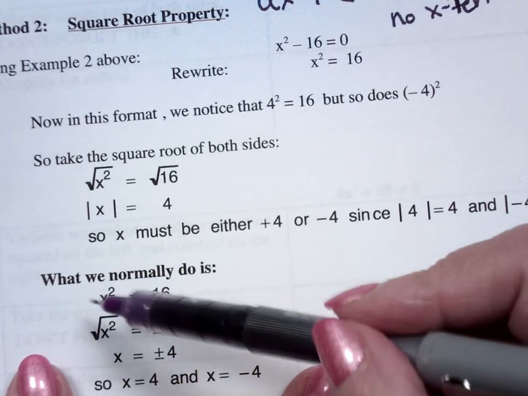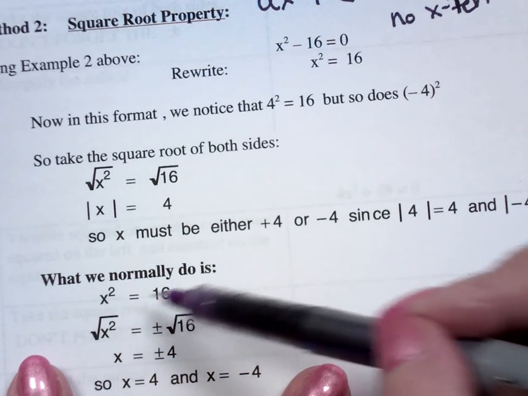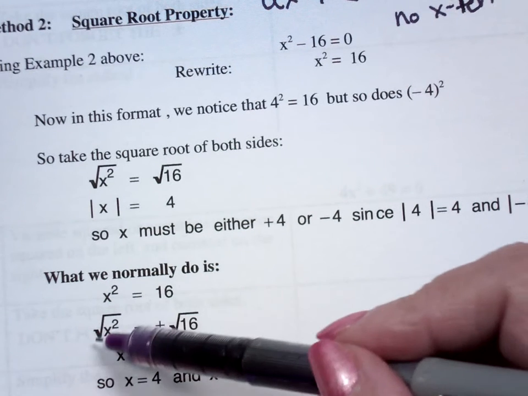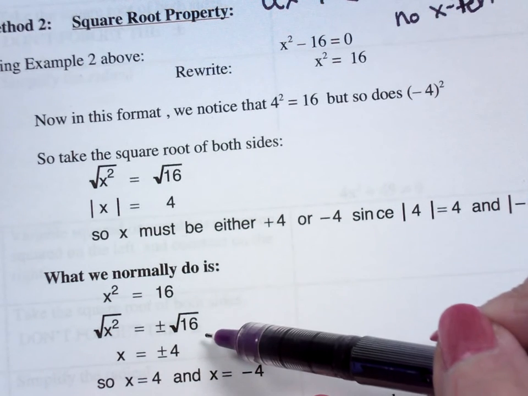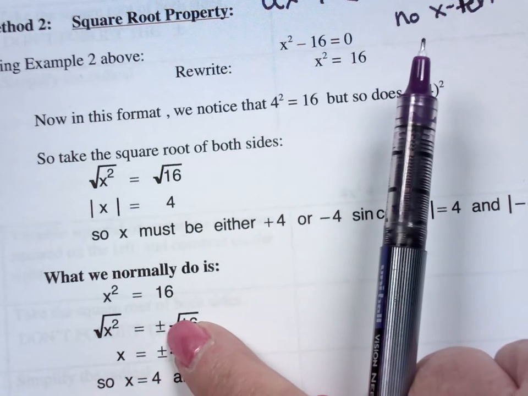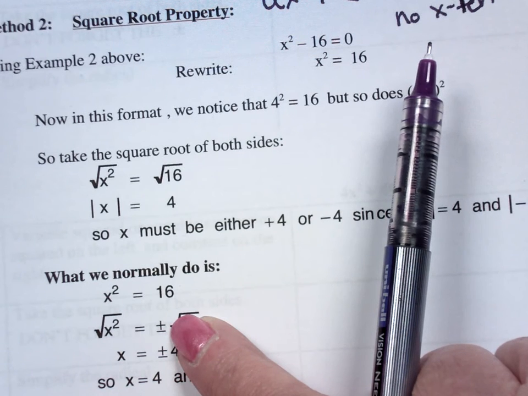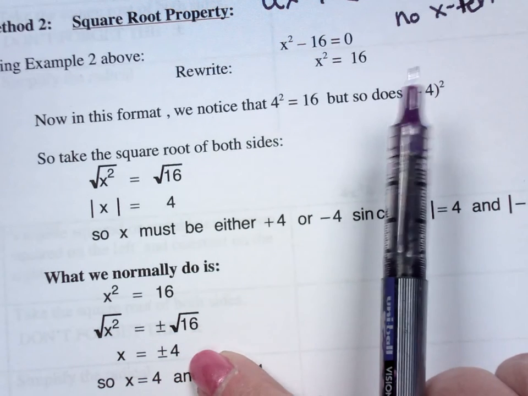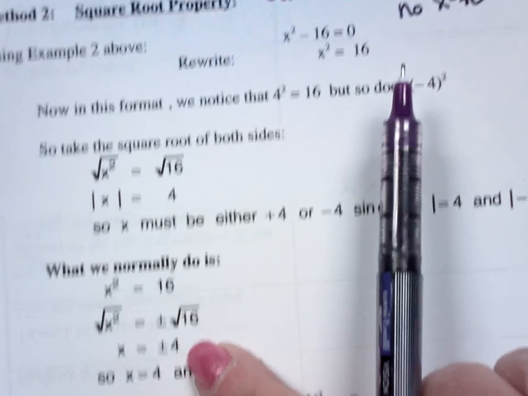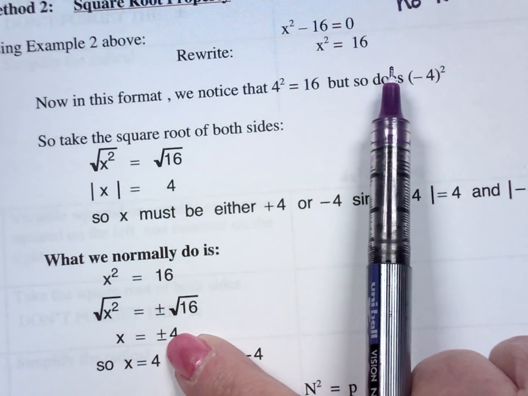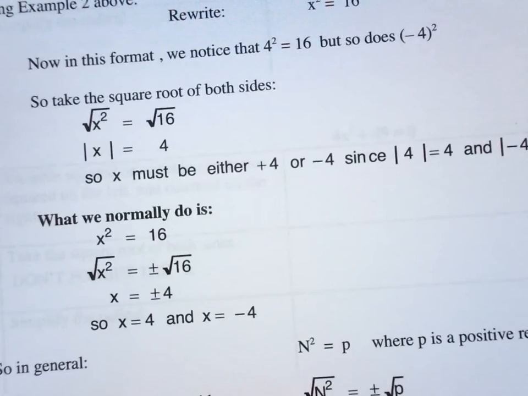We start out with x squared equals 16. I unsquare it by taking the square root of both sides. But because there's going to be 2 answers, I have to say plus or minus. It's either a plus or a minus. So when you take the square root of 16, you get 4. And so you have plus or minus 4. So x is either 4 or minus 4.